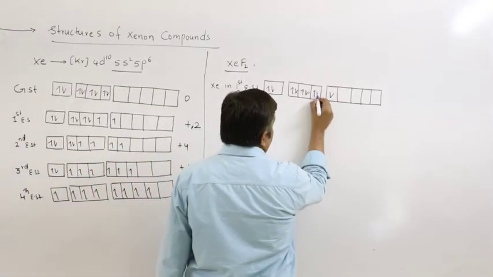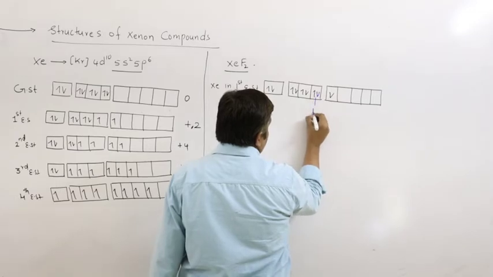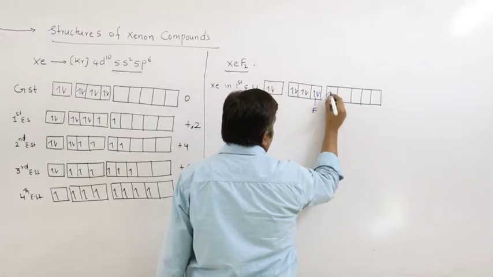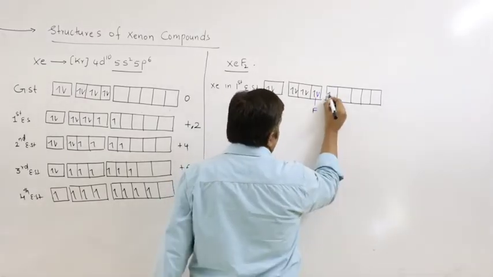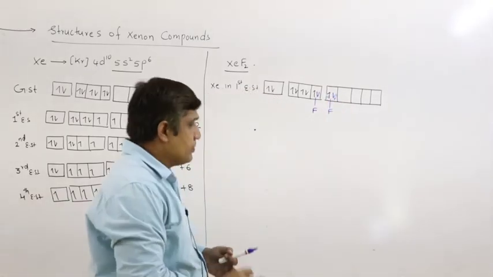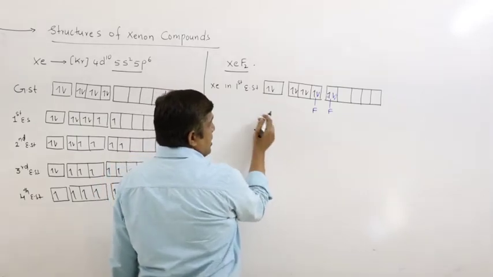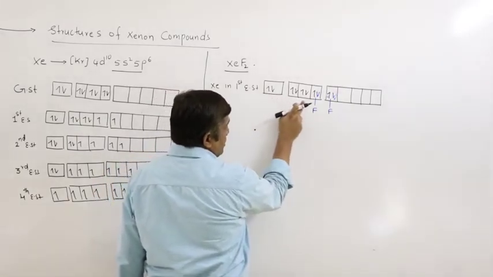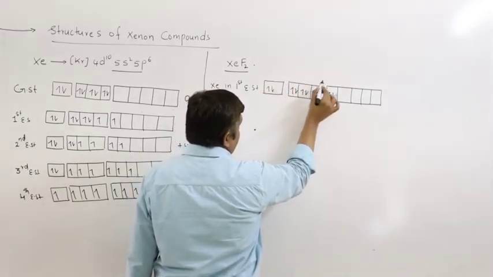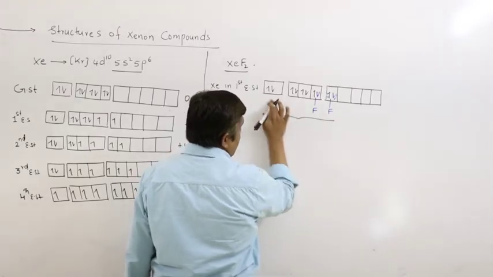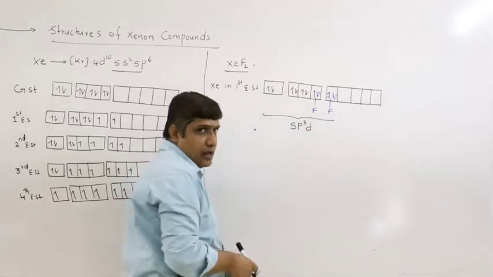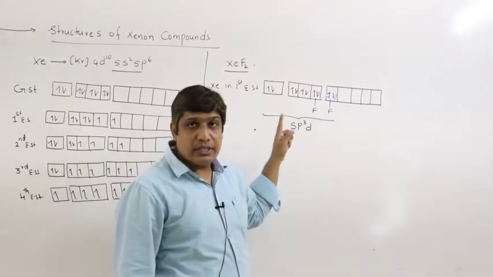So one fluorine forms one bond, this is the bond with fluorine, and this is another fluorine. Now how many orbitals are involved? These 3, see 1, 2, 3: 3 lone pairs, 2 bond pairs. So altogether s, p, p, p, d. So the hybridization is sp3d. Lone pairs plus sigma bond pairs.